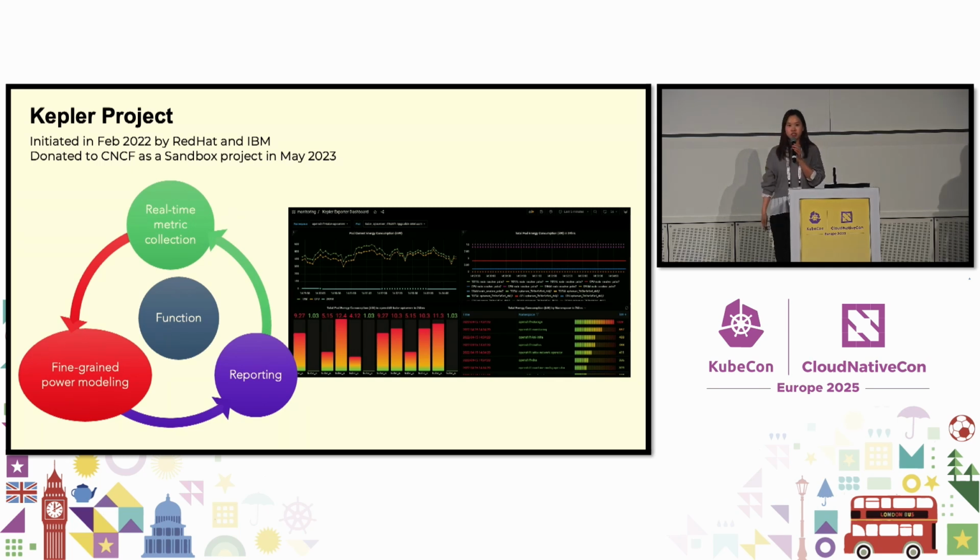There are three functions that Kepler offers. The first is real-time metrics collection. We collect all the resource usage on your machines. The second function is fine-grained power modeling. And finally, we report the energy consumption per process, per container, or per pod, what we call fine-grained metrics of the energy. We export it in the Prometheus format, which is the de facto standard for metrics, and that can be shown as a dashboard in Grafana, as you can see on the screen.